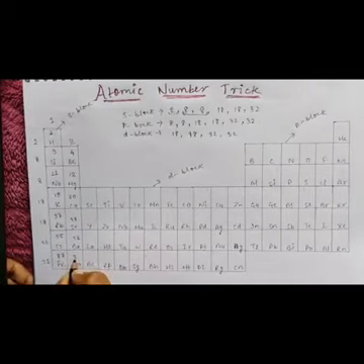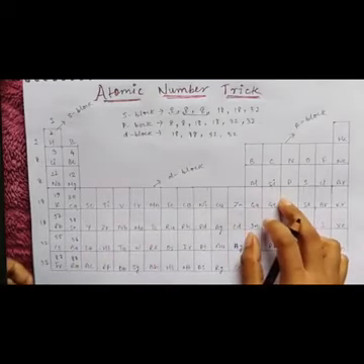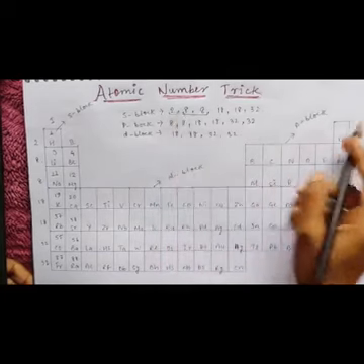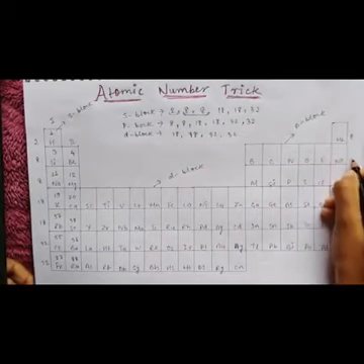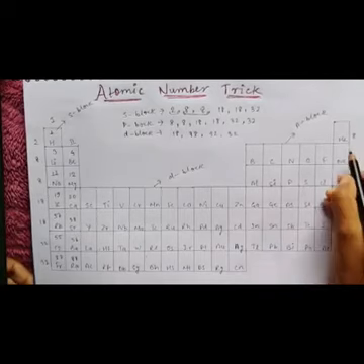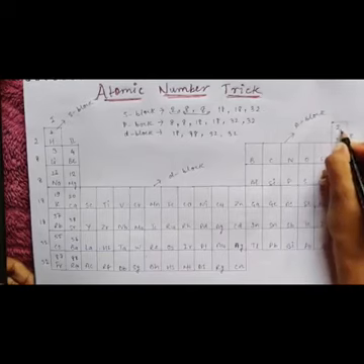So this is the S block. S blocks are on the left side of the periodic table. Now we are going to the P block elements. The place of the P block elements is the right side of the periodic table, all the elements on this right side. For the P block elements, same order: 2, 8, 8, 18, 18, 32. You have to maintain the same order.